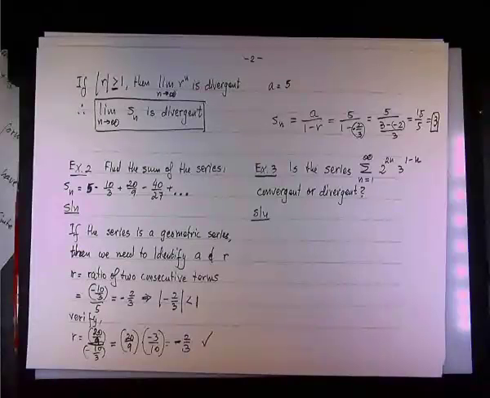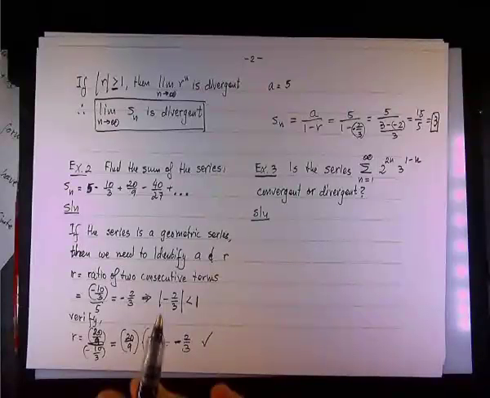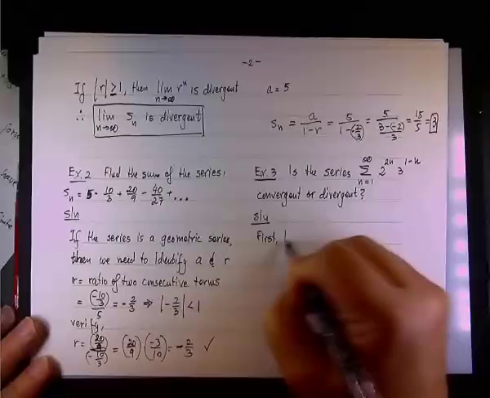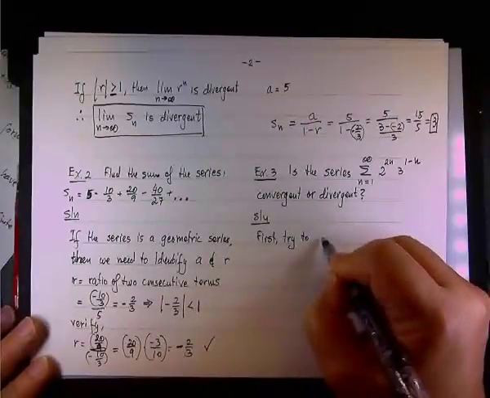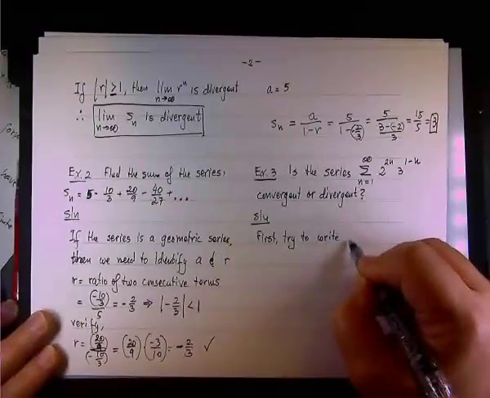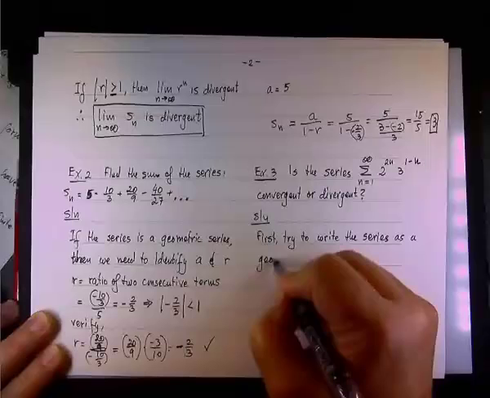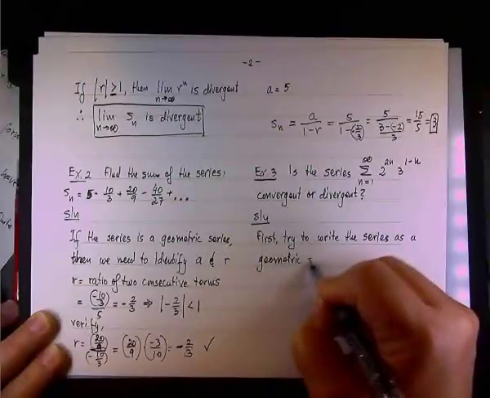If it's a geometric series, then we have a clear test. If the absolute value of R, the ratio, is greater than 1, then it's divergent. If it's less than 1, then it's convergent. So we want to see if we can identify A and R, the two parameters that indicate a geometric series. So the first task is to try to write the series as a geometric series.